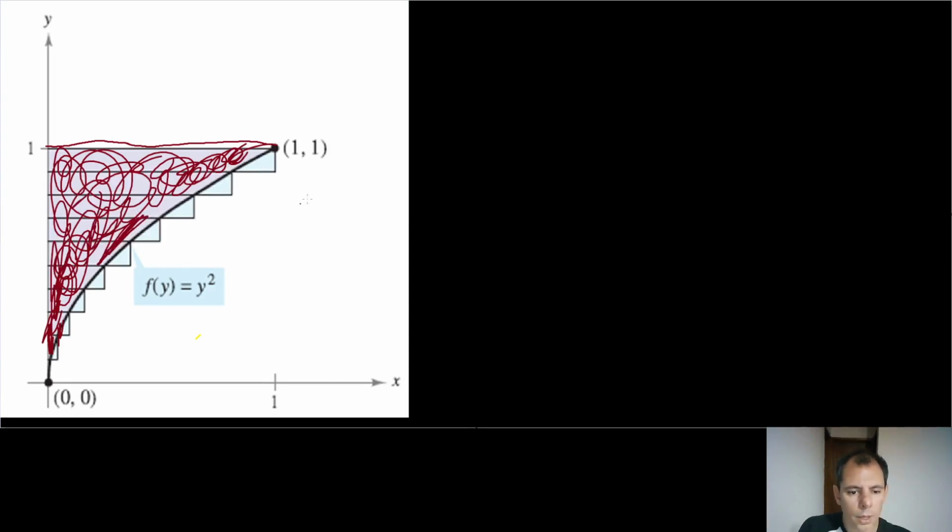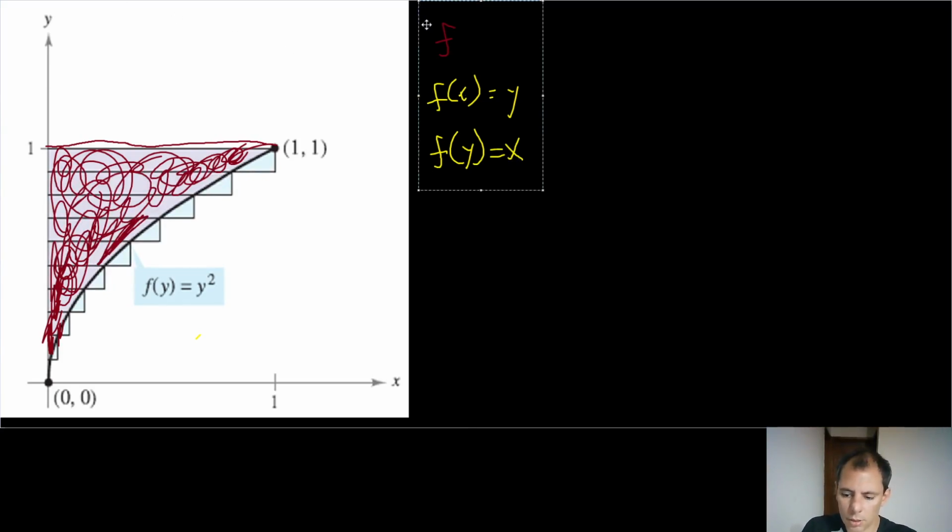So you see, what do you have here? You have f of y, because when you have f of x, this is the same thing as y. But when you have f of y, you have x. So sometimes it's better to deal with it this way.